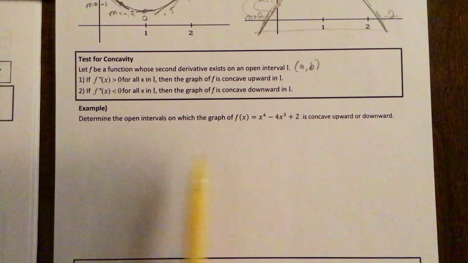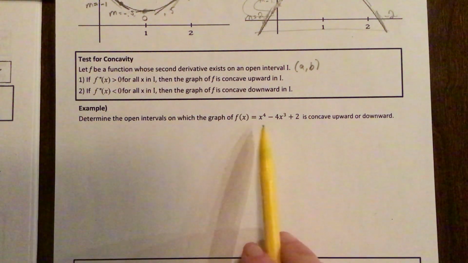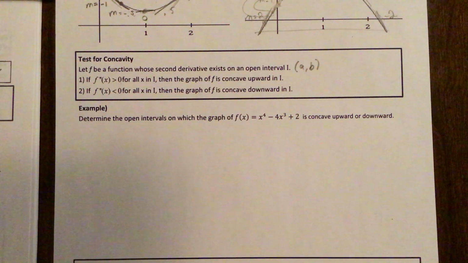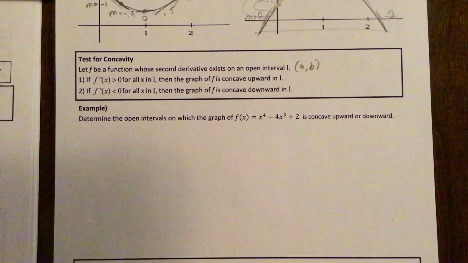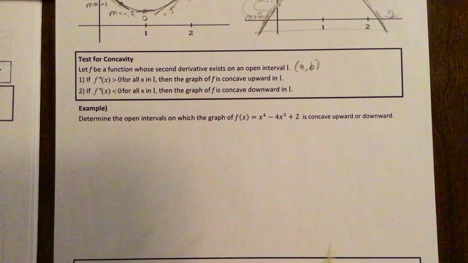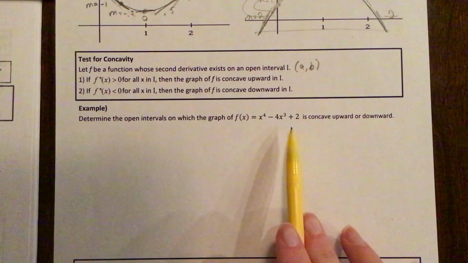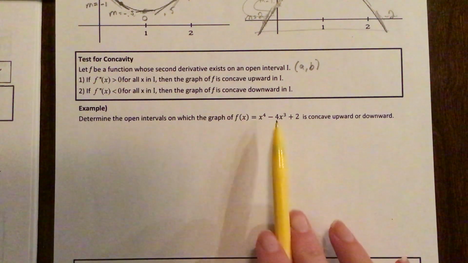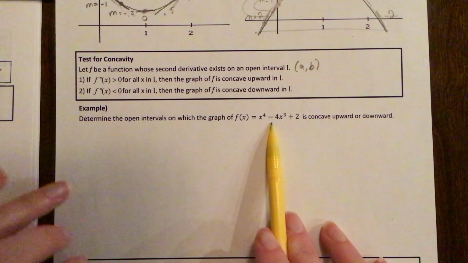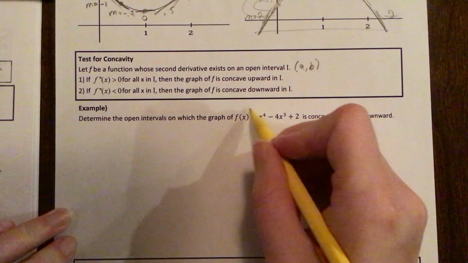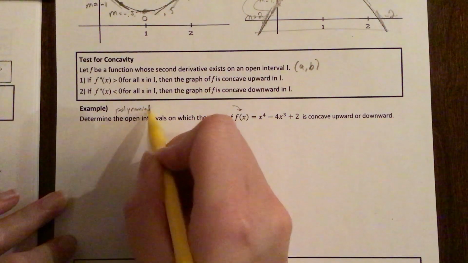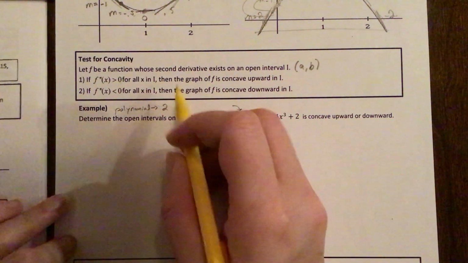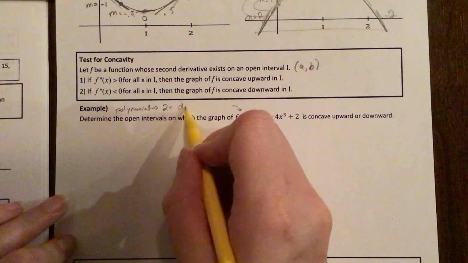Okay. Determine the open intervals on which the graph of f of x equals this polynomial is concave upward or downward. So what do we need to show? We need to show that f is a function whose second derivative exists on an open interval. Well, we need to show that f of x is twice differentiable. We know that f of x is continuous and differentiable because it's a polynomial. Polynomial means twice differentiable.